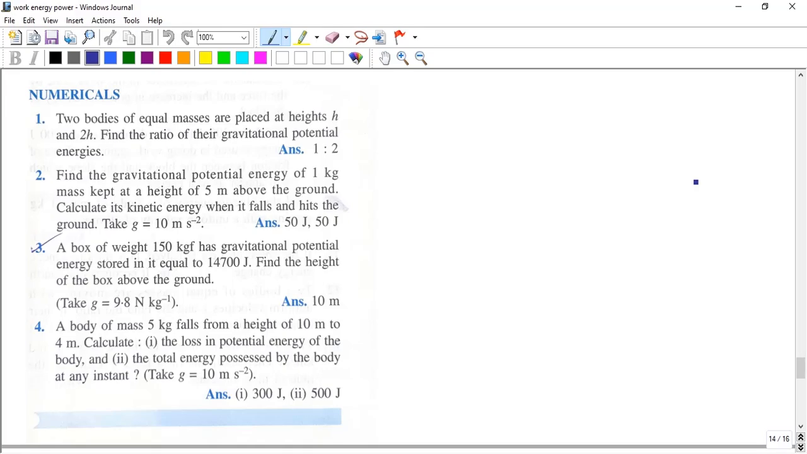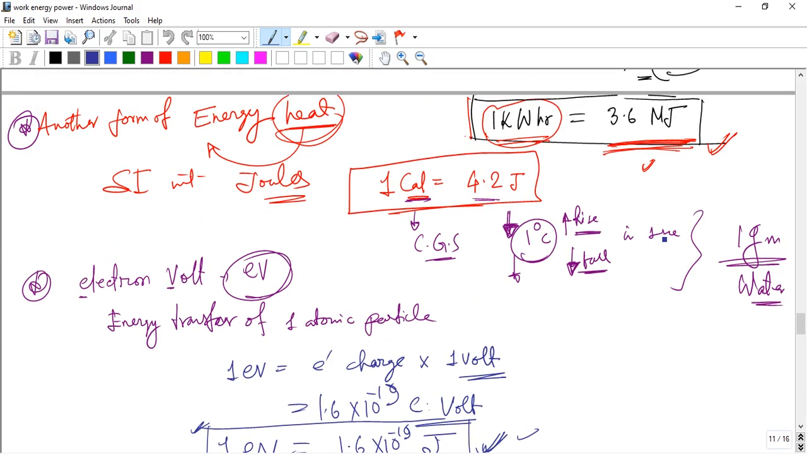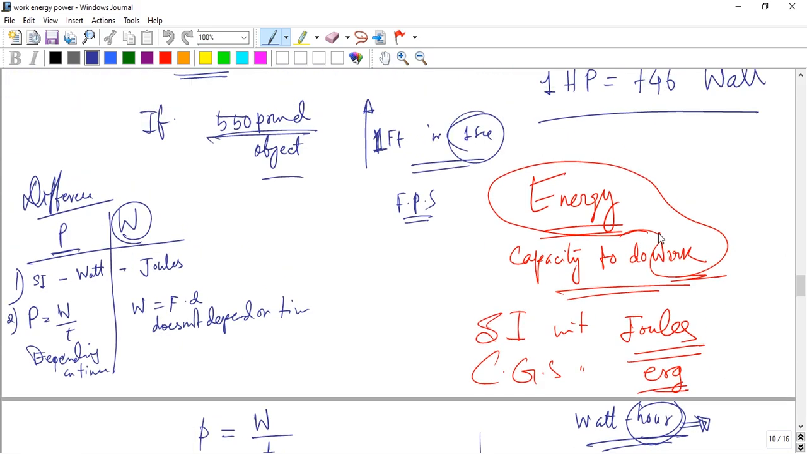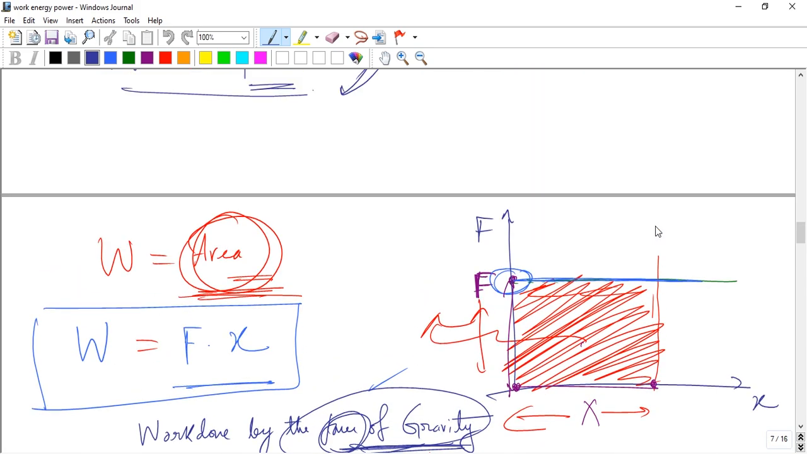Today we solve numericals. First we cleared the concept. In the first two classes we cleared the concept of what is work and what is variable work. One thing was missing in the previous lecture, missing here: the graphical problem. That is the graph representation of work.